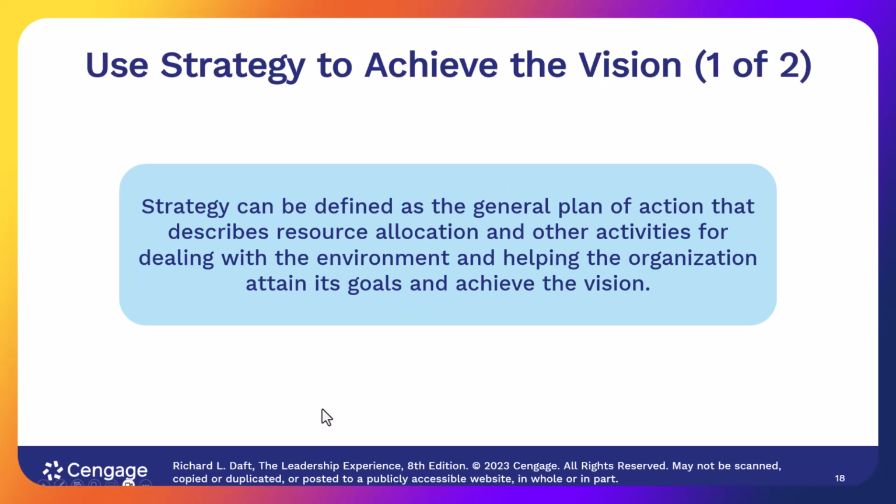Use strategy to achieve vision. Strategy can be defined as the general plan of action that describes resource allocation and other activities for dealing with the environment and helping the organization attain its goals and achieve the vision. So when you look at strategy again, it's helping us with how we're going to get there. What's our strategy for getting there?